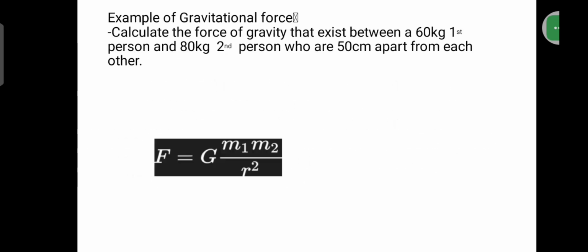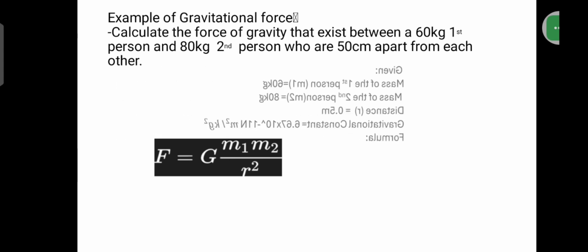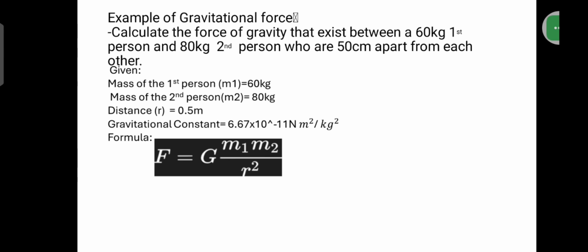The example of gravitational force is: calculate the force of gravity that exists between a 6 kg first person and an 80 kg second person, who are 50 cm apart from each other. The formula for getting this is F equals G times m1 times m2 over r squared. Given: the mass of the first person m1 is 6 kg, the mass of the second person m2 is 80 kg, and our distance is 0.5.